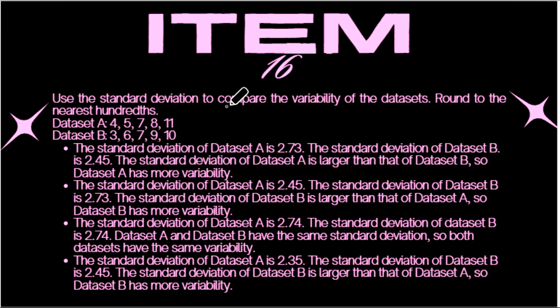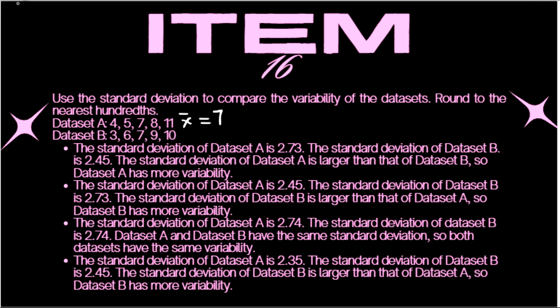We can do this. I can do this. I believe in myself. So let's find the mean first. For this one, x bar is going to be equal to, let's grab my calculator. We have 4 plus 5 plus 7 plus 8 plus 11 is 35, divided by 5. So our mean for this one is going to be 7.